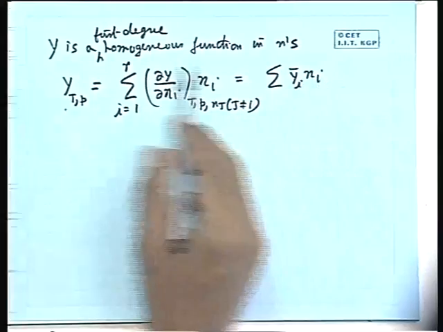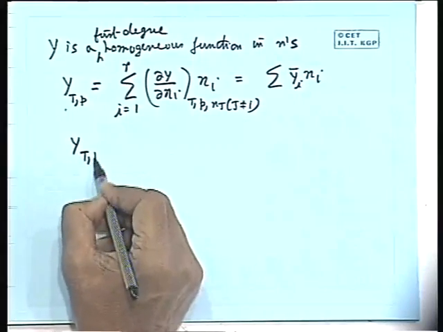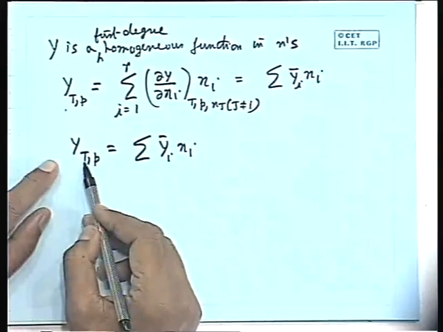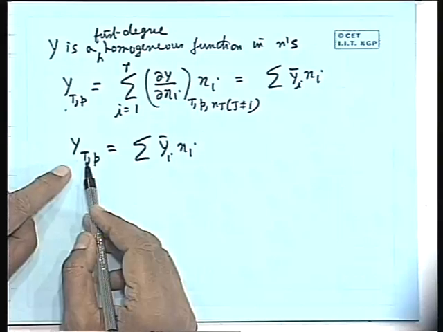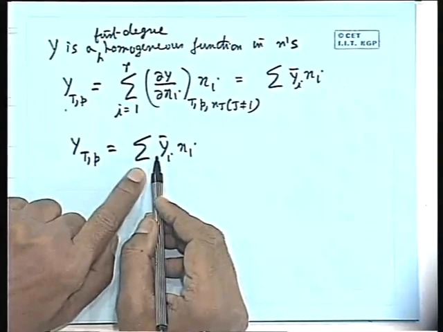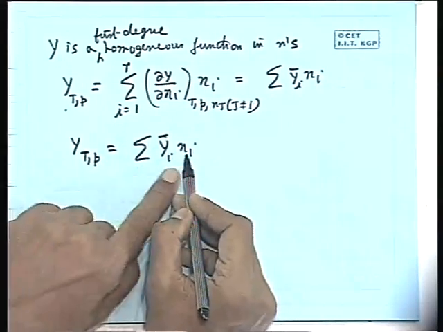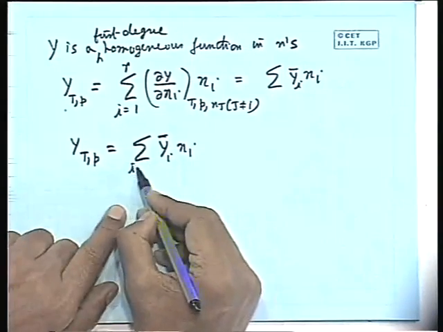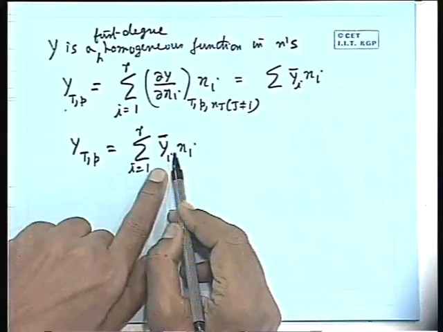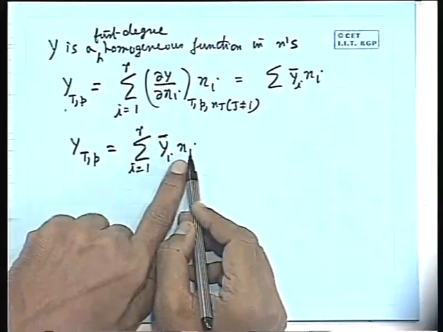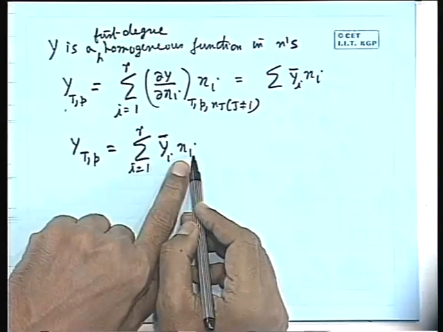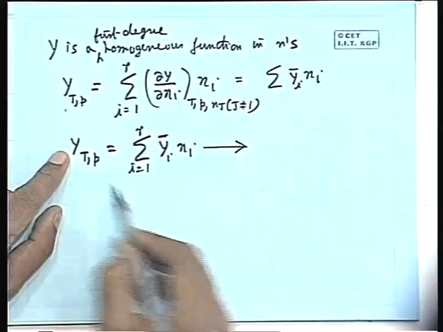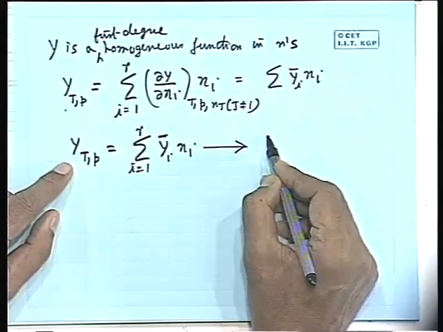So, therefore, here also one important conclusion comes: that the extensive property of a multi-component system at constant temperature and pressure is given by the sum of the partial molar properties times the number of moles. So, if I know the partial molar properties of each and every component for r number of components, then the sum of the partial molar property times the number of moles of the respective component gives the total extensive property.